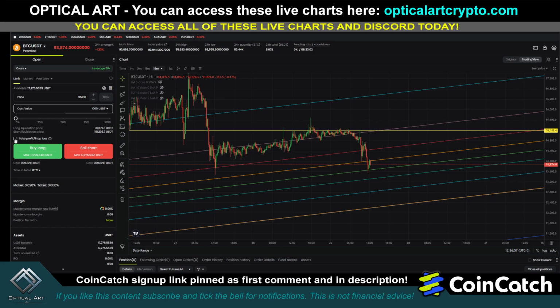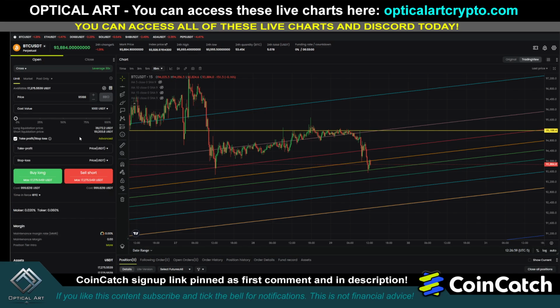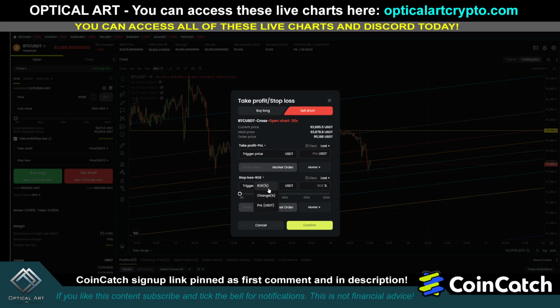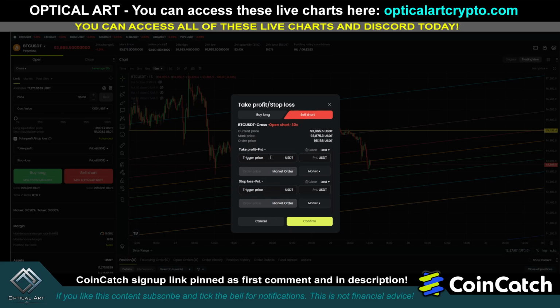Then you go to take profit and stop loss. By the way, guys, if you click on advanced, you can come over here and choose P&L. If you put in your trigger price for your stop loss and your take profit, it will show you how much you will make and how much you will lose if you hit your take profit or your stop loss. You need to choose which one you're doing, buy long or sell short, but it's a very useful tool to see how much you can make or lose.